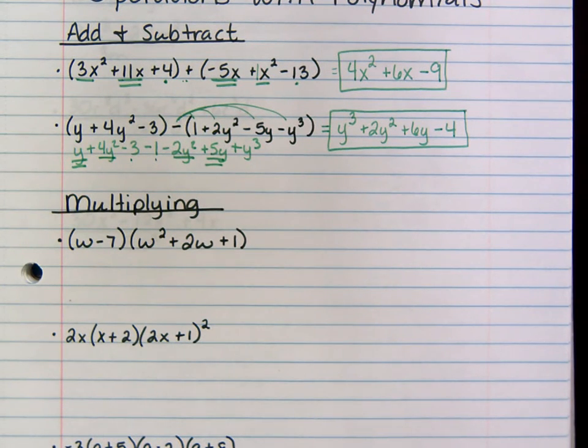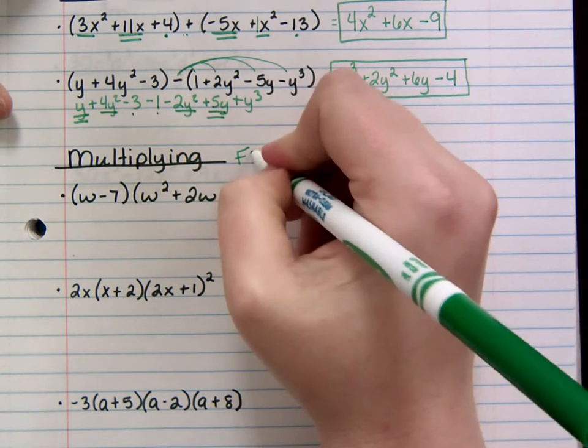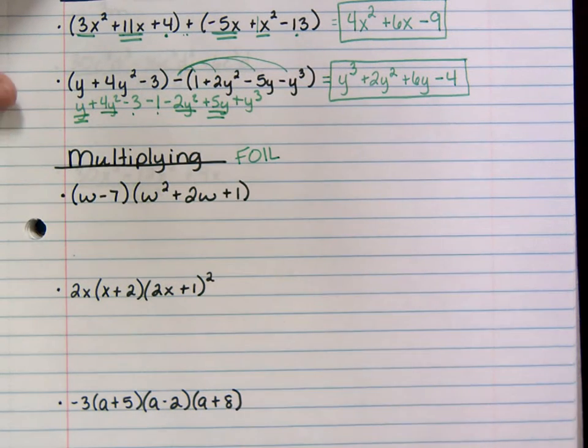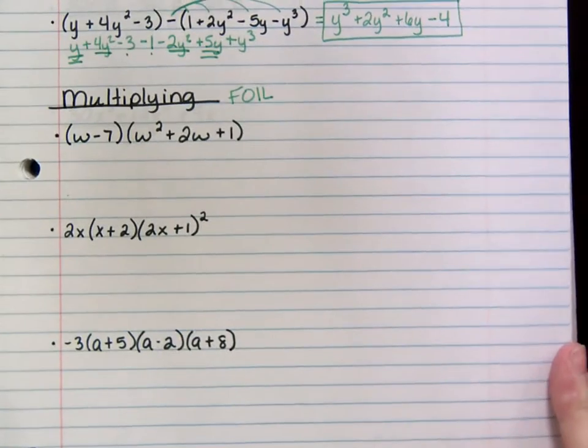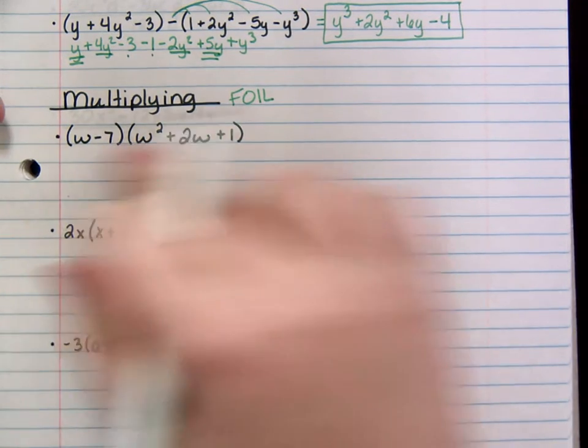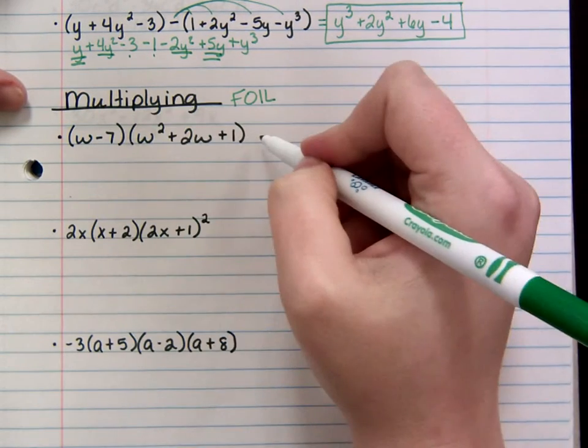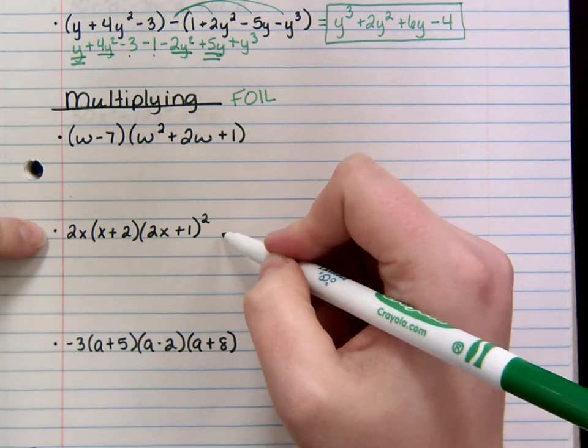Alright, multiplying. When you're multiplying polynomials, you are going to FOIL. First, outside, inside, last. That's what it stands for when we do binomials, but it's the same process. Basically, you distribute each term, or you can use the box. So for instance, I'm going to use the FOIL method on this one and the box method on this one.